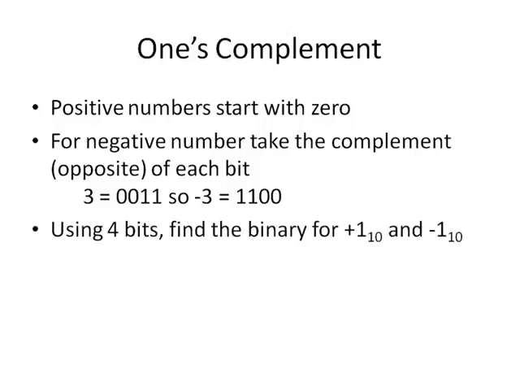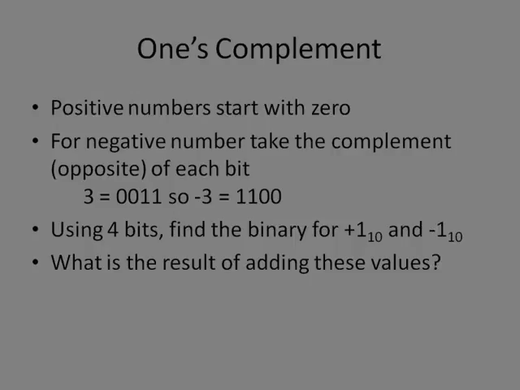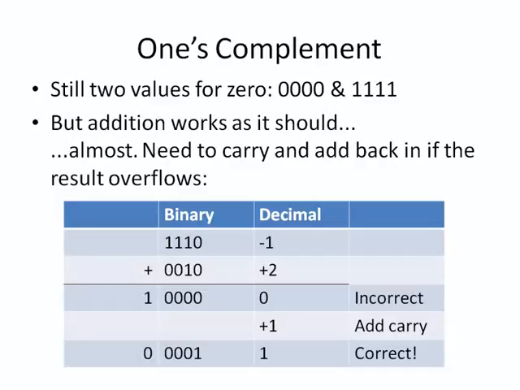So using 4 bits, find the binary for +1 and -1. Well, +1 is going to be easy, 0001. -1 is going to be 1110. What's going to be the result of adding these values? You can test this for yourself, but you should find that adding +1 and -1 happily gives us the result 0, gives us the correct result. There are still 2 values for 0, 0000 and 1111 will represent 0, but addition works as it should, more or less.